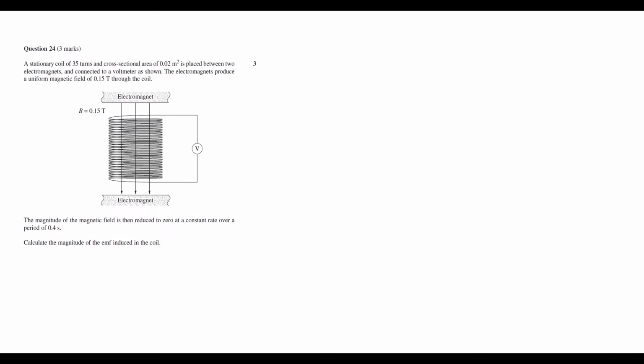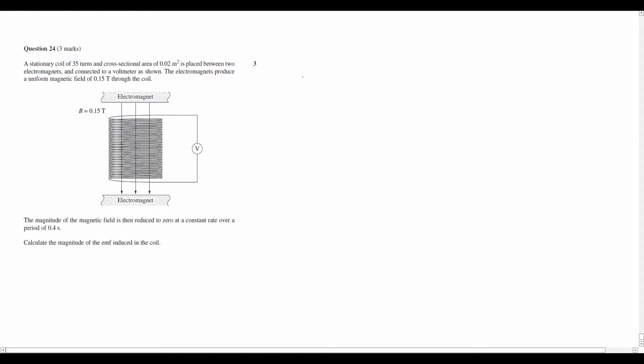So, a stationary coil of 35 turns and a cross-sectional area of 0.02 meters is placed between two electromagnets and connected to a voltmeter as shown. The electromagnets produce a uniform magnetic field of 0.15 Tesla through the coil. The magnitude of the magnetic field is then reduced to zero at a constant rate over a period of 0.4 seconds. Calculate the magnitude of the EMF induced in the coil.